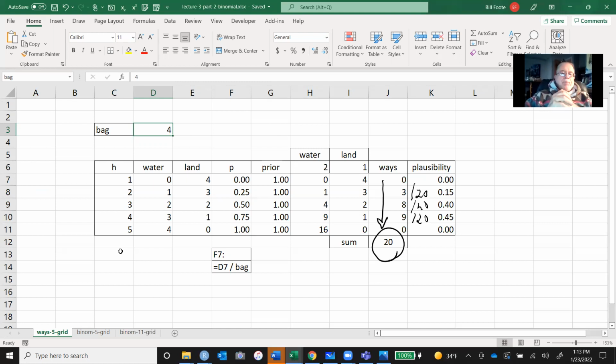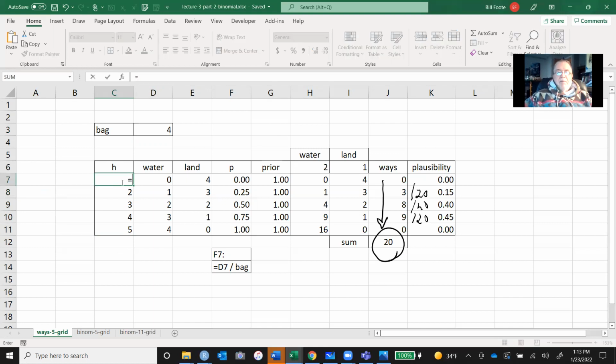Okay. I have 5 hypotheses over here. 1, 2, 3, 4, 5. A little bit better than this would be to say equals 0 plus bags.